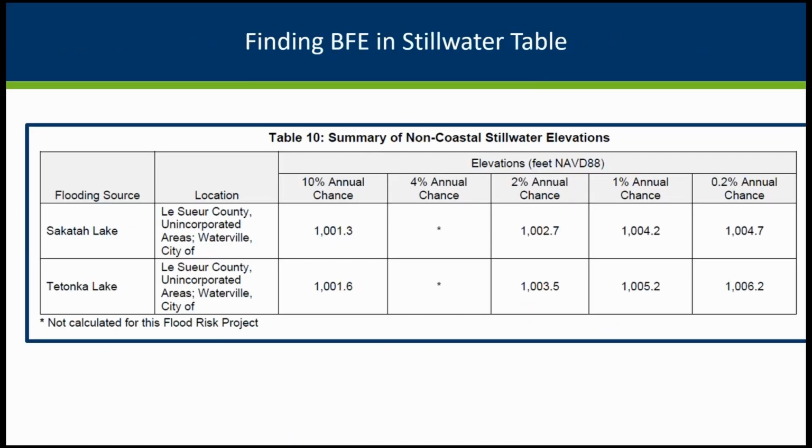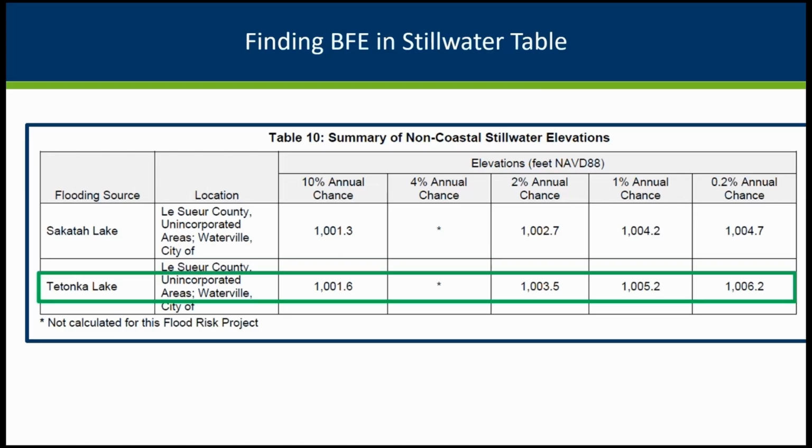We're going to page 26, and on page 26, we're going to see this table here, and we look at Tatanka Lake, and our 1% annual chance flood is at 1005.2. So that verifies that is the base flood elevation for that lake. And again, this is in the regulatory column that we're looking for the base flood elevation. And we look at our datum again, which is NAVD 88 here.